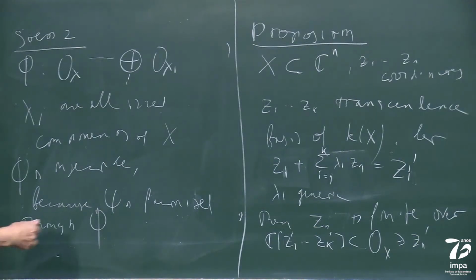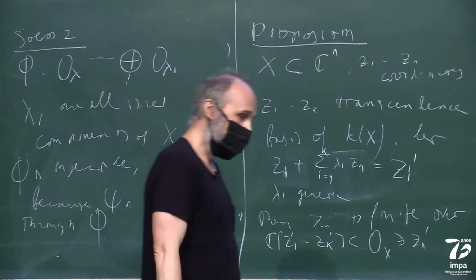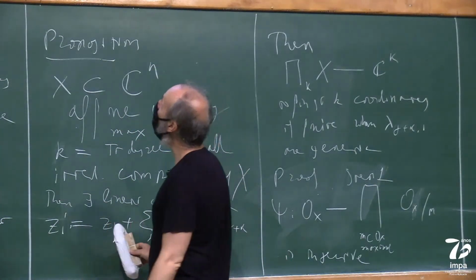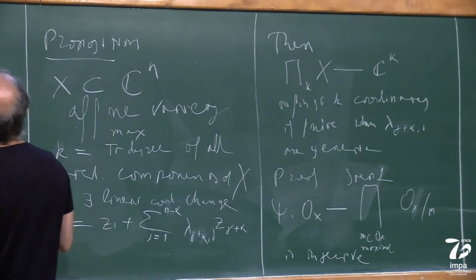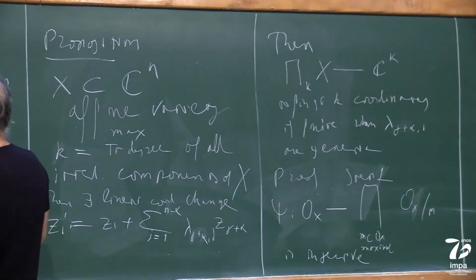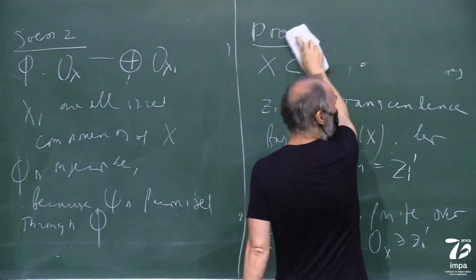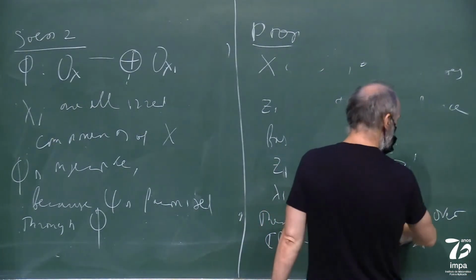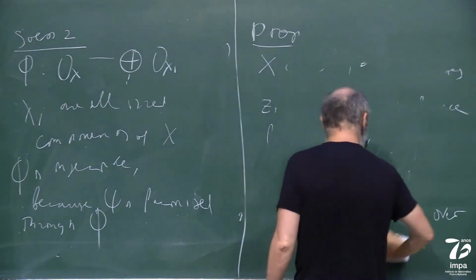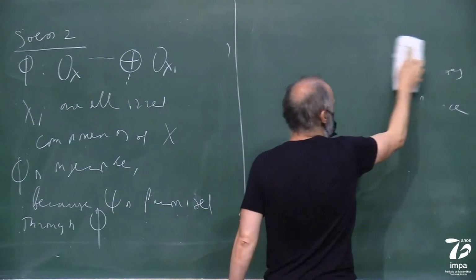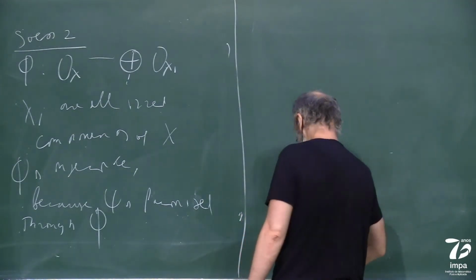So psi is a composition of something and phi. If psi is injective, then phi is injective. Okay, but it also makes sense to describe the spectrum of this ring, and it is something we have discussed a lot.